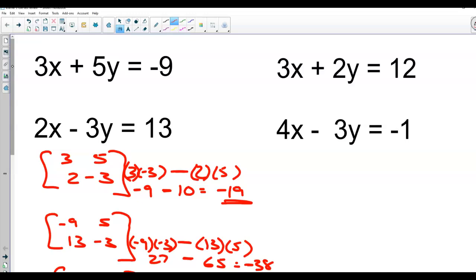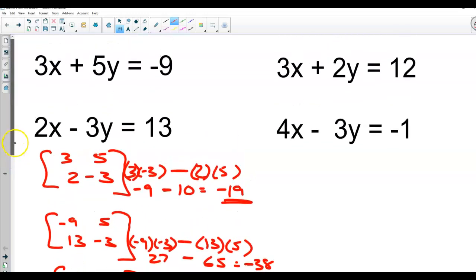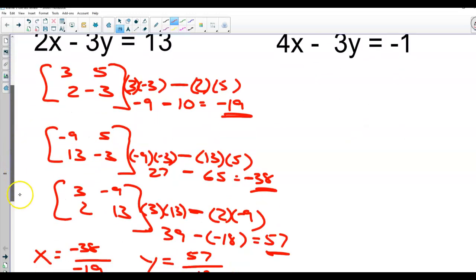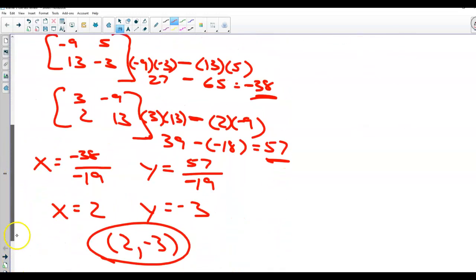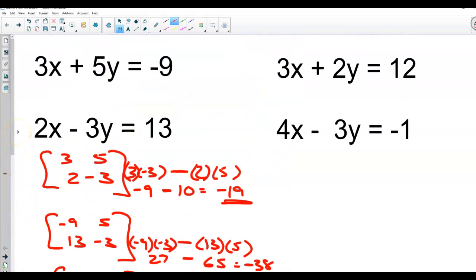Before I get to the second one, other piece of advice I would give you. Point 2, negative 3 is my answer. Plug it right here. 3 times 2 is 6. 5 times negative 3 is negative 15. 6 and negative 15 is negative 9. 2 times 2 is 4. Negative 3 times negative 3 is 9. 4 and 9 is 13. Plug it back in. Make sure it's correct.